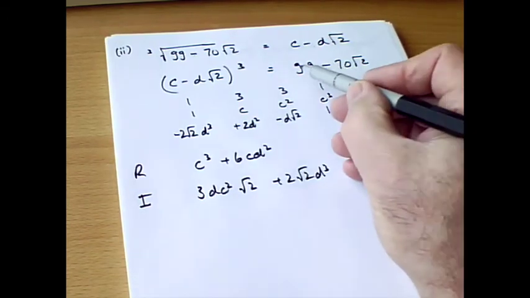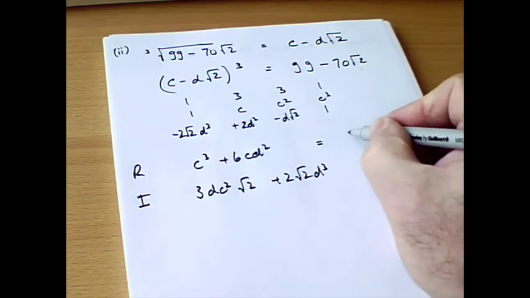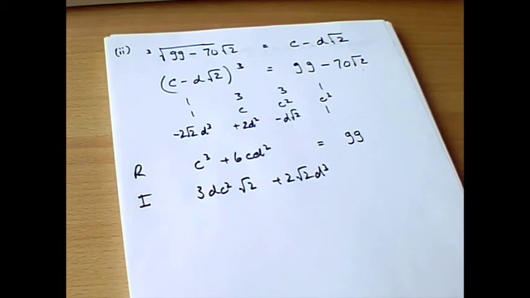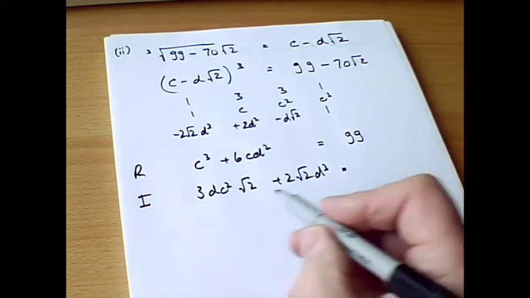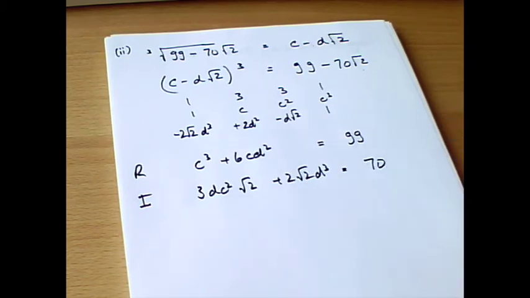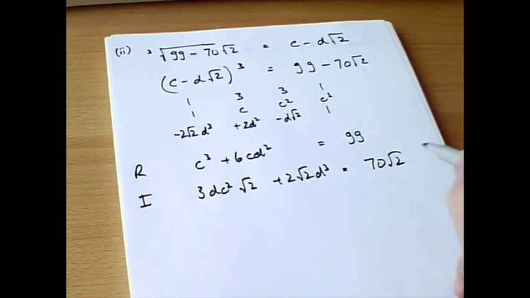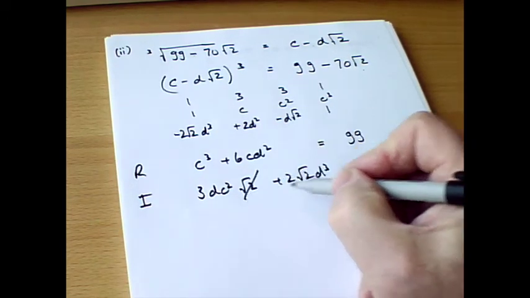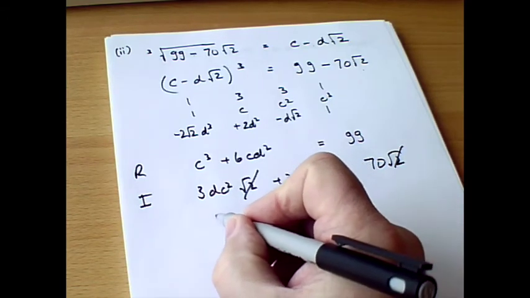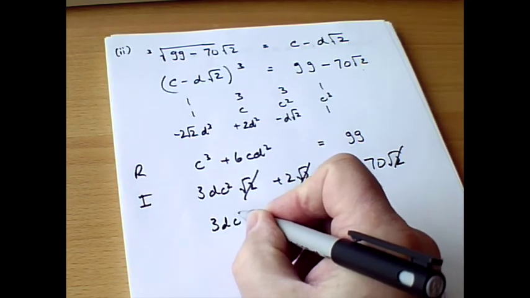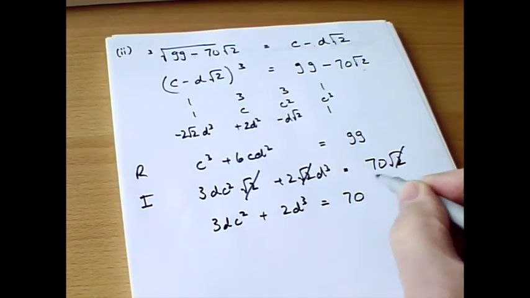I compare this now with my 99 minus 70 root 2. The rational part will be equal to 99 and the irrational part will be equal to 70, and you'll notice the minus sign there and the minus sign here we've left out. I can also get rid of the root 2 simply by cancelling and work out that 3dc squared plus 2d cubed is equal to 70.